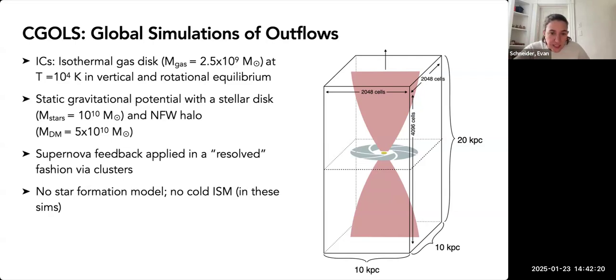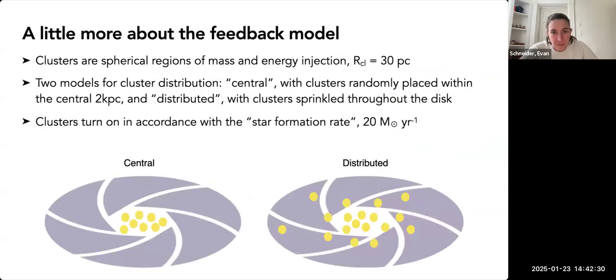In these simulations I'm going to show today, we don't have a star formation model or a cold ISM phase. That's something that we are working on, and we have an upcoming set of simulations where we've included those elements. So I mentioned I would say a little bit more about the feedback model, just so you have a handle on what we're doing.